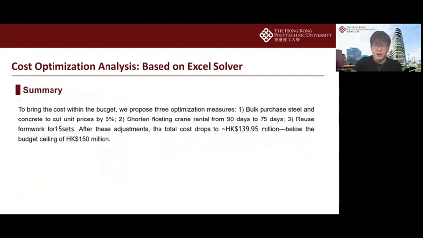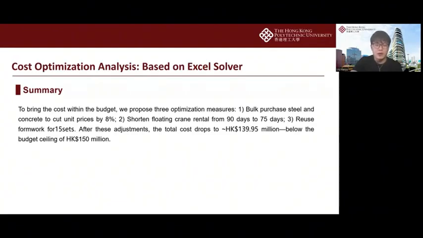Through this series of adjustments, the total project cost has dropped to approximately 139.95 million, successfully falling below the budget ceiling of 150 million Hong Kong dollars, and fully achieving the cost optimization objective. That's the cost optimization analysis part that I'm responsible for.